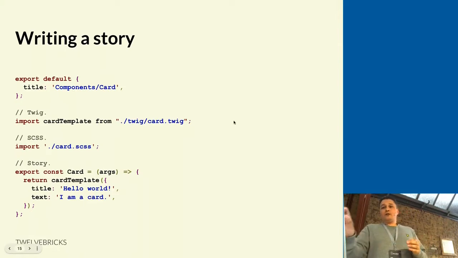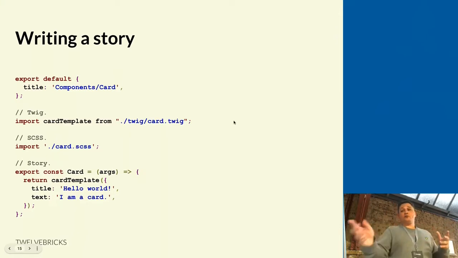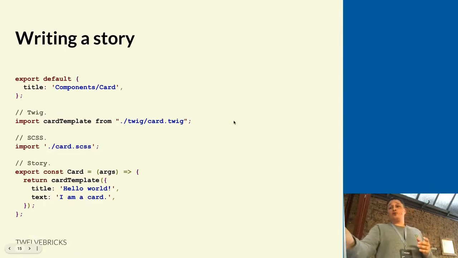So in the top section, you can export a default, which basically names your component. In this case, you can use a slash to actually group components. So we here have a group called components, and within that group, we create a card component. Then you can import your Twig file, and the Twig loader from Webpack with Twig.js makes this magic work. So you just import the Twig file into a function called card template, for example, in this case.